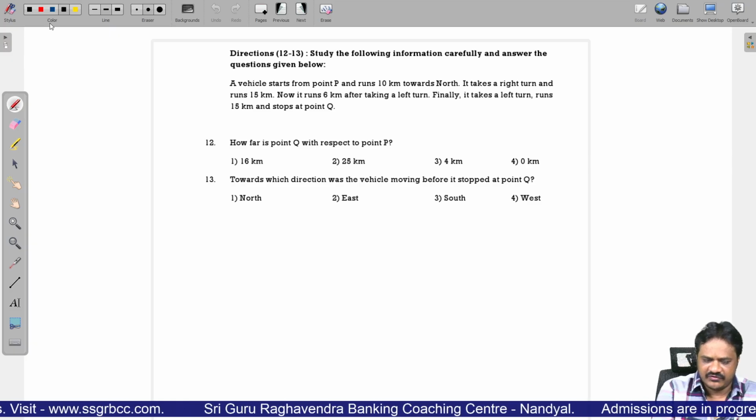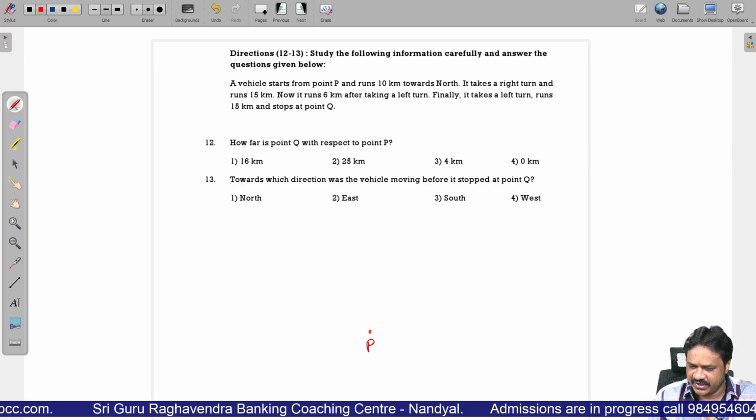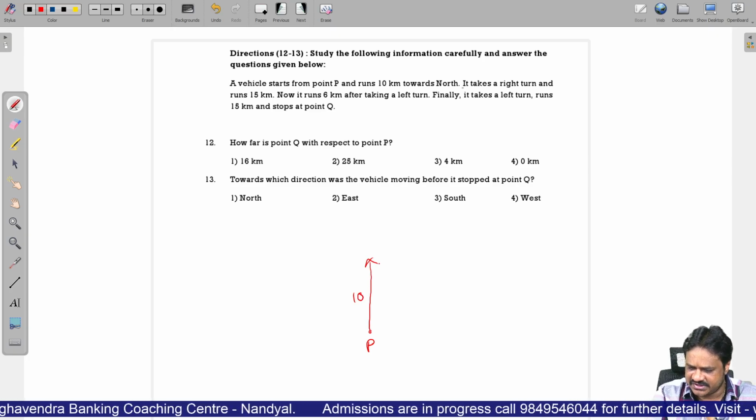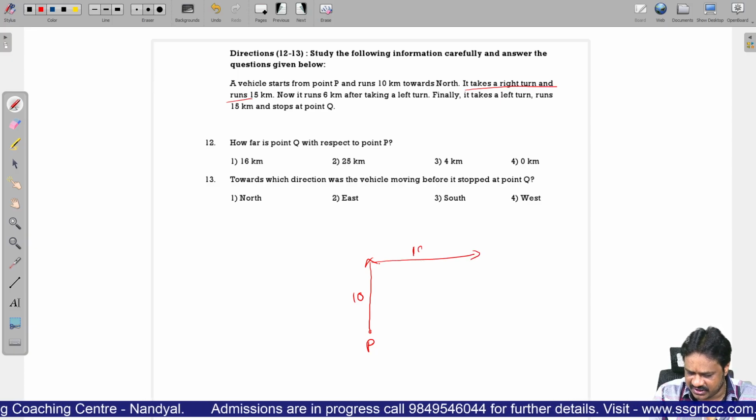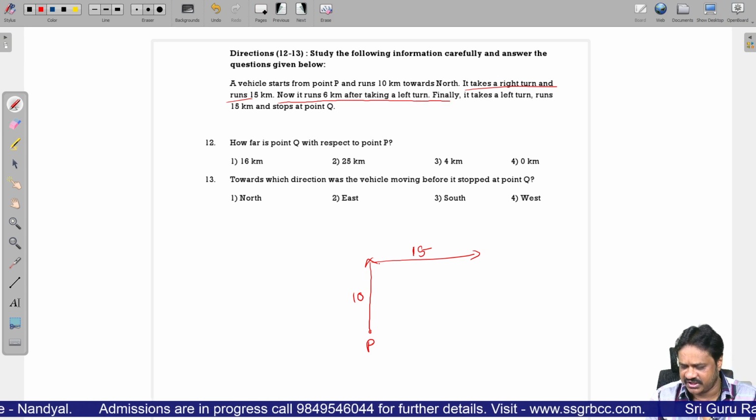Now, a vehicle starts from point P. This is point P. It runs 10 kilometers north. Then it takes a right turn and runs 15. Now it runs 6 kilometers after taking a left turn. Now this is an east facing person.